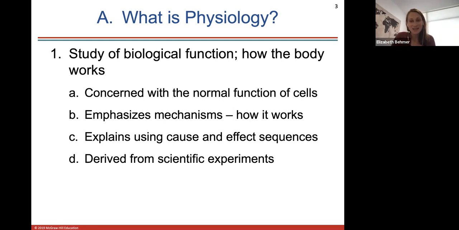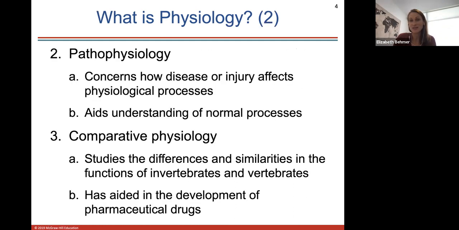So in this course, we'll look at the function of cells, we'll look at mechanisms, and we'll explain cause and effect sequences of the body systems. And we'll look at how how the body works has been learned and derived from different scientific experiments. Pathophysiology looks at how disease or injury affects physiological processes, which would aid in understanding normal processes.